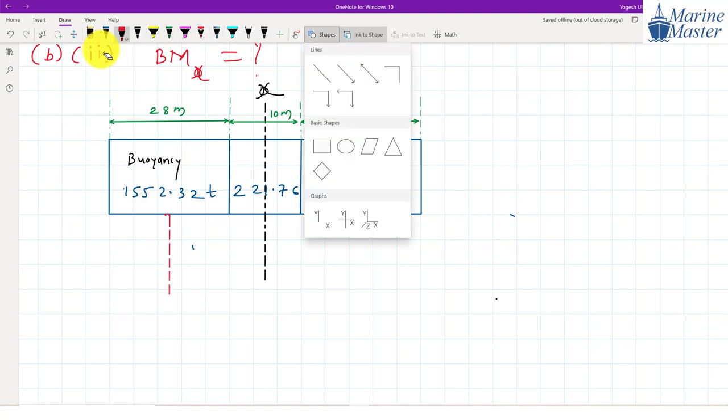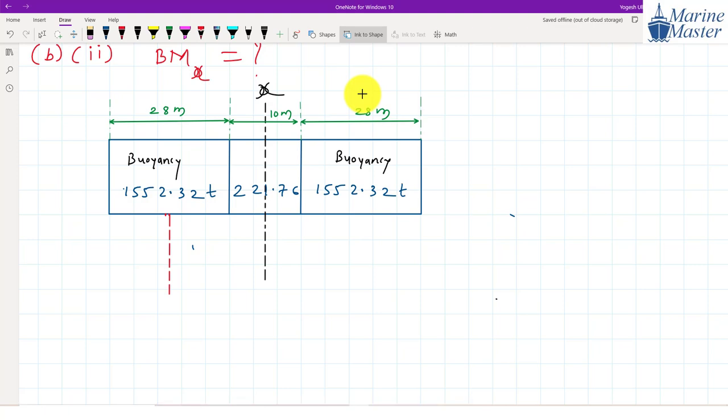Now guys, can you help me with this distance? How much will be this distance guys? Can anyone help me with this distance? 5 plus 14? 19 meter guys. What will this distance become? 19 meter. Then I am drawing one dotted line from here.